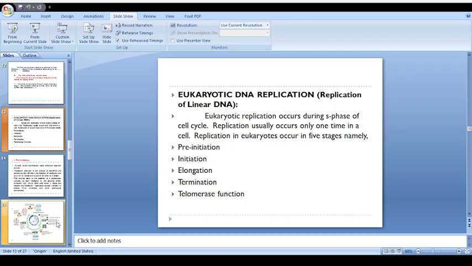As I told you, eukaryotic replication occurs in the S phase of the cell cycle. The replication occurs only once at a time in a cell. The replication occurs in 5 stages, whereas in the prokaryotic system it is only 3 stages. Here the 5 stages are: pre-initiation, initiation, elongation, termination, and telomerase function.